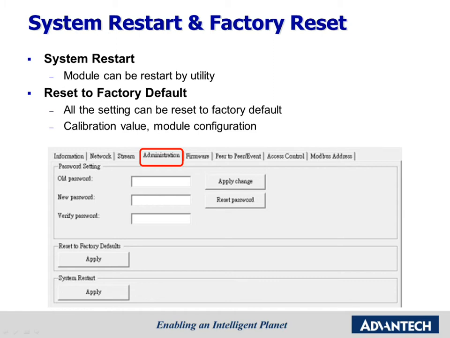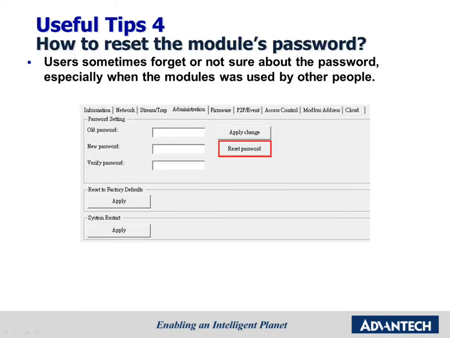In the administration setting menu, the user can restart the module here or reset it to factory default. This restart function is only in the Ethernet module. We can not only change the password but also reset it to 8 zeros in the administration page.